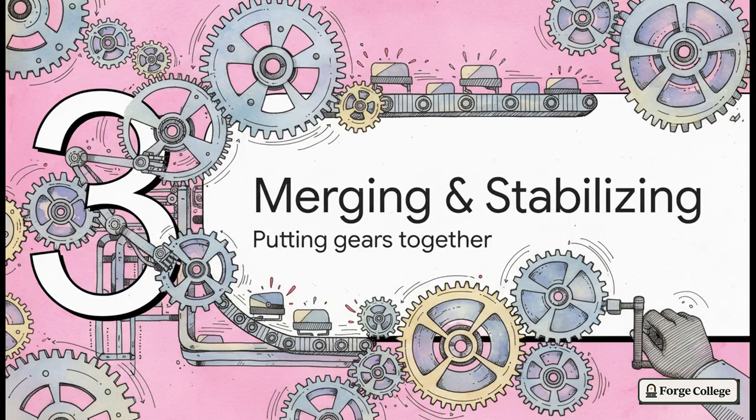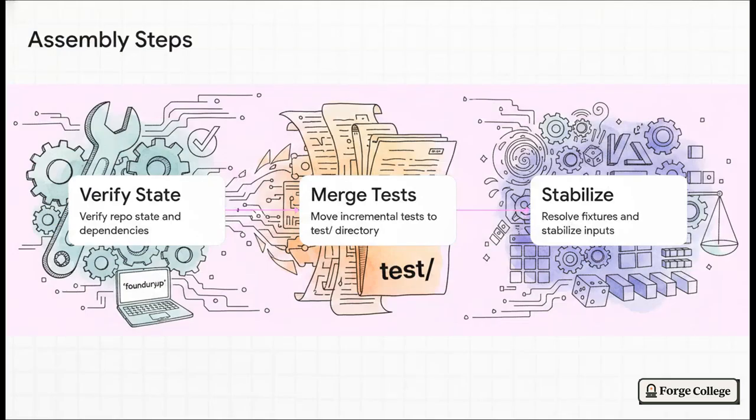Section 3. Merging and stabilizing tests. Putting the gears together. Let's see how this translates to the actual assembly line, making sure our gears don't jam up on us. Step 1. Verify your environment and dependencies. Just make sure Foundry is properly installed. Step 2, you're going to merge those incremental tests into your canonical test directory. And step 3, this is crucial, you must resolve any duplicate fixtures and replace those chaotic, random seeds with fixed, deterministic ones in your setup file.